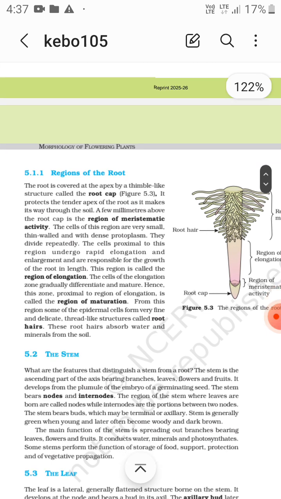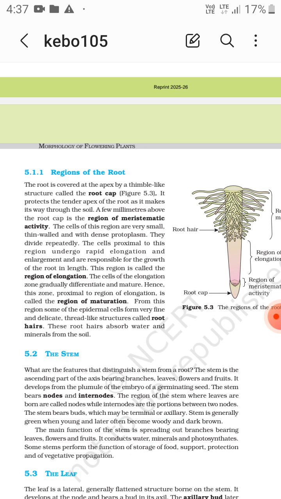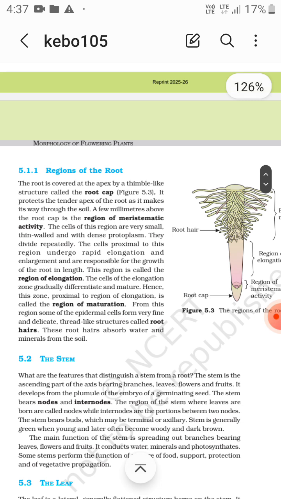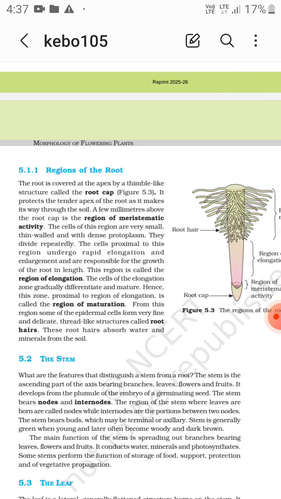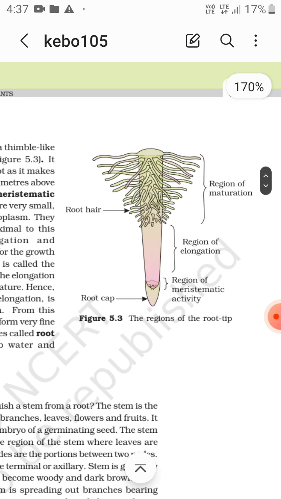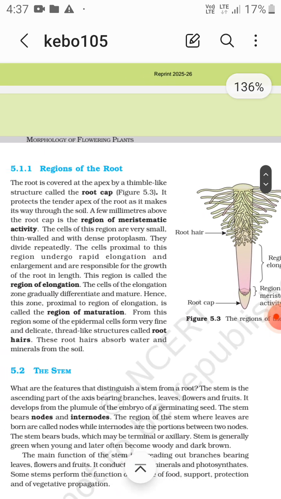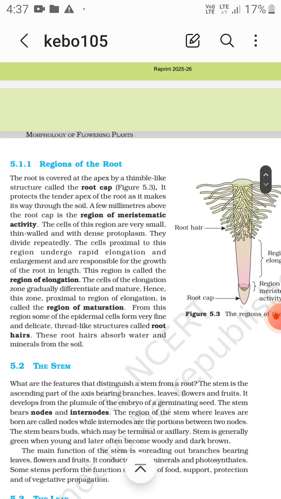Now the second part is regions of the root. The root is covered at the apex by a thimble-like structure called the root cap. It protects the tender apex of the root as it makes its way through the soil. A few millimeters above the root cap is the region of meristematic activity. The cells of this region are very small, thin-walled, with dense protoplasm, and they divide repeatedly.